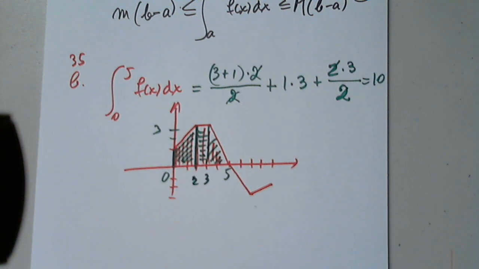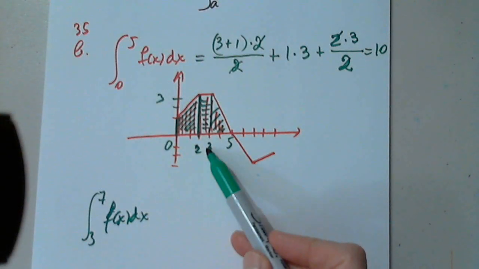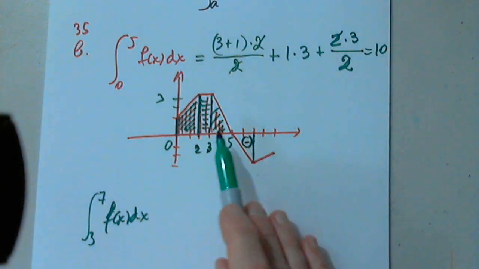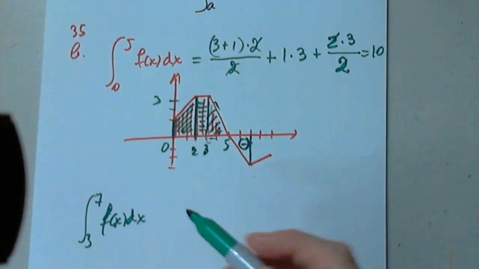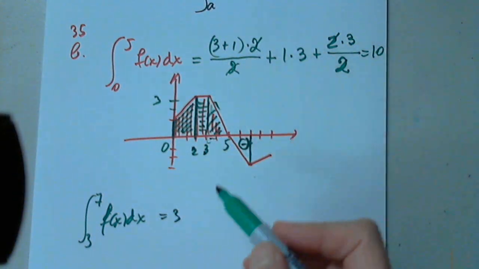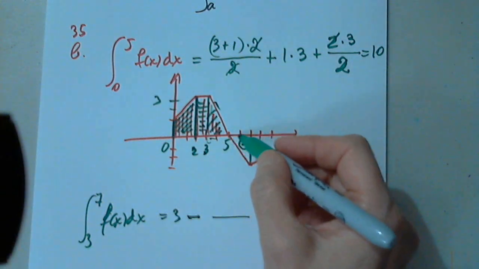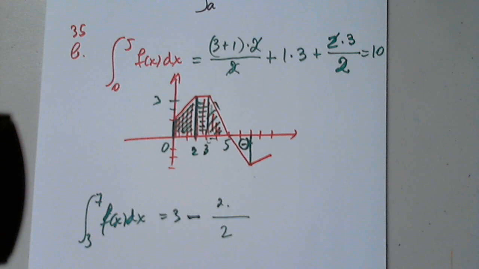Okay, so if we want the integral from 3 to 7 of f of x dx, so this is 3, 6, 7, so this is a negative area. From 3 to 7, I already have the area of this triangle, which is 3. So I have this piece, but I have to subtract, because this is a negative area, base times height divided by 2. Base is 2. Height, I think it was 3, but let me check. Yes, height is 3. So it turns out that the area is 0.